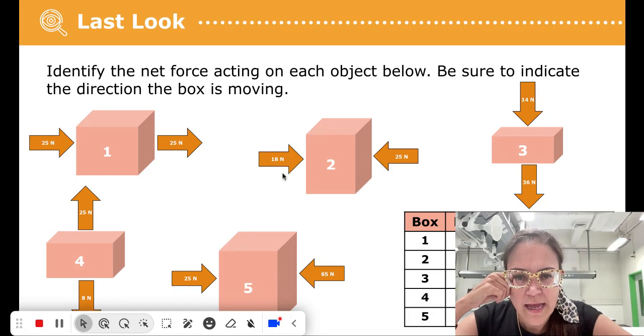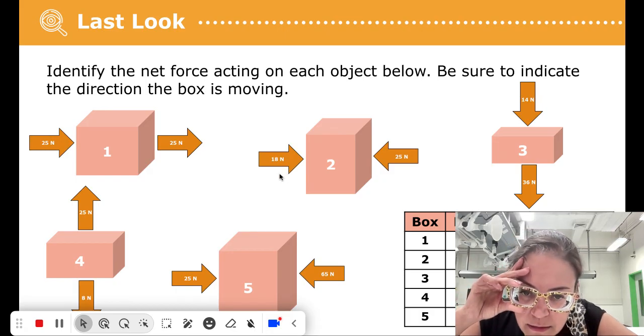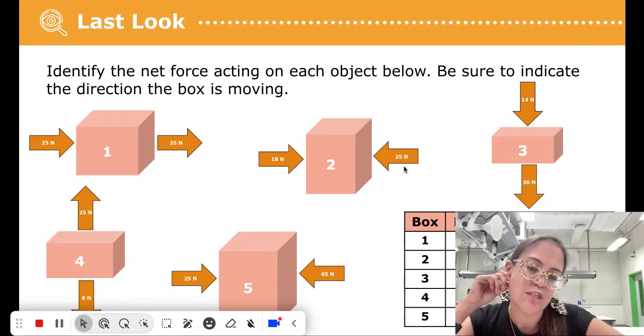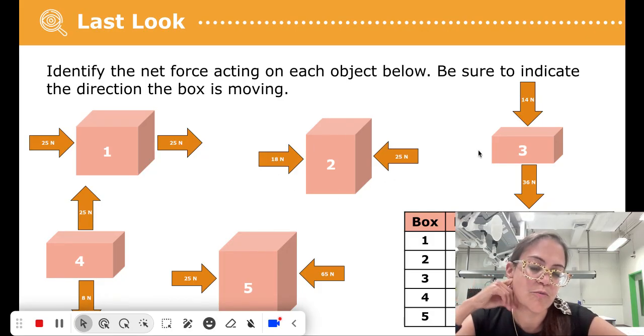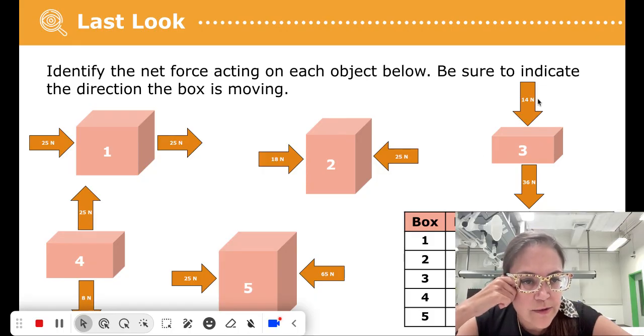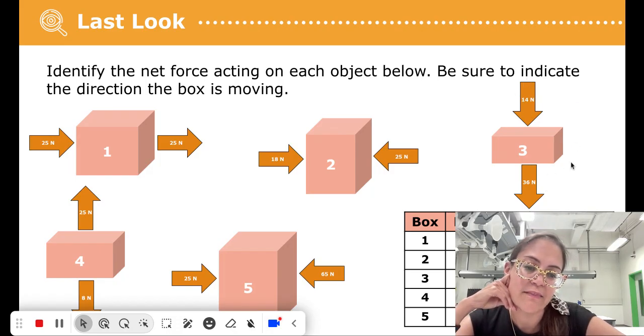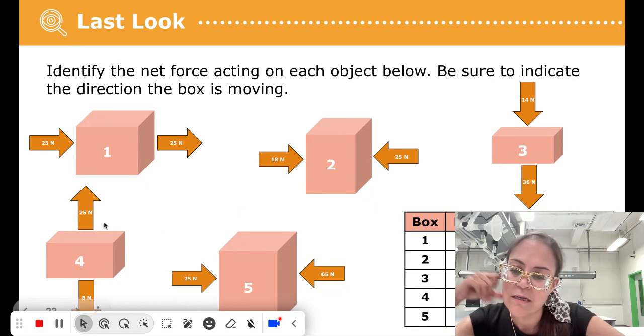Box 2 has 18 newtons to the right and 25 newtons to the left. So what would the net force and direction of box 2 be? So we have 14 newtons pushing down and 36 newtons pushing down on box 3. So what is the number and the direction of its net force?